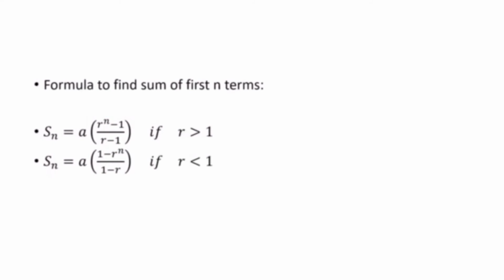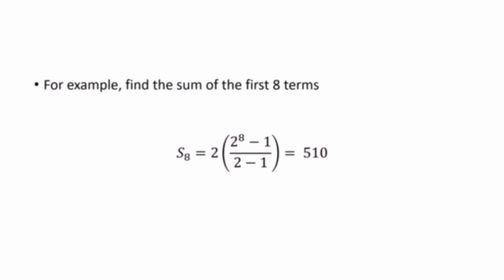If the R value is lower than 1, that means Sn equals A multiplied by 1 minus R to the power of n, divided by 1 minus R. For example, find the sum of the first 8 terms. To find the sum of the first 8 terms, S8 equals 2 multiplied by 2 to the power of 8 minus 1, divided by 2 minus 1, which equals 510.